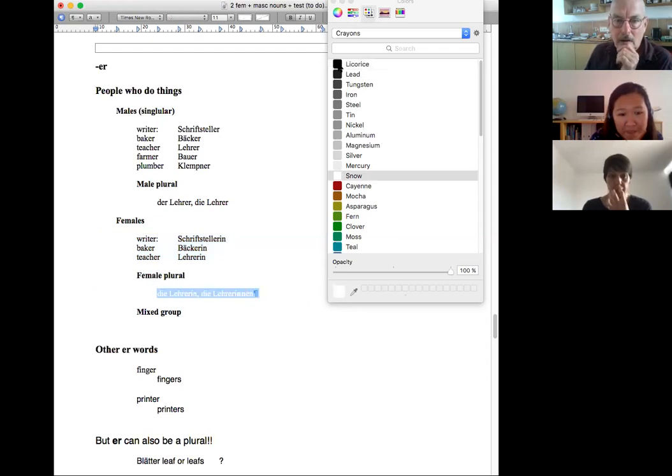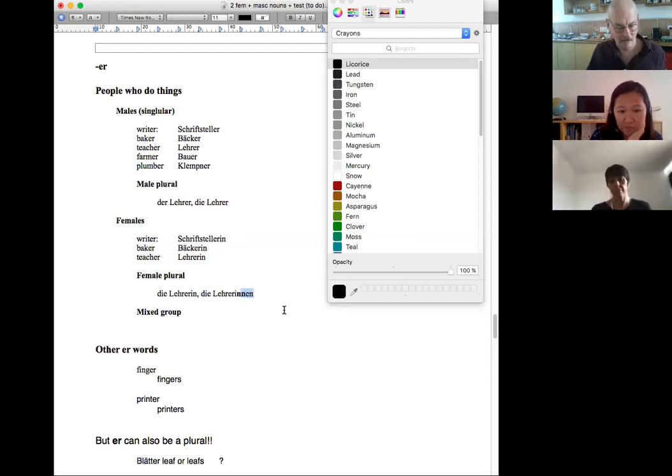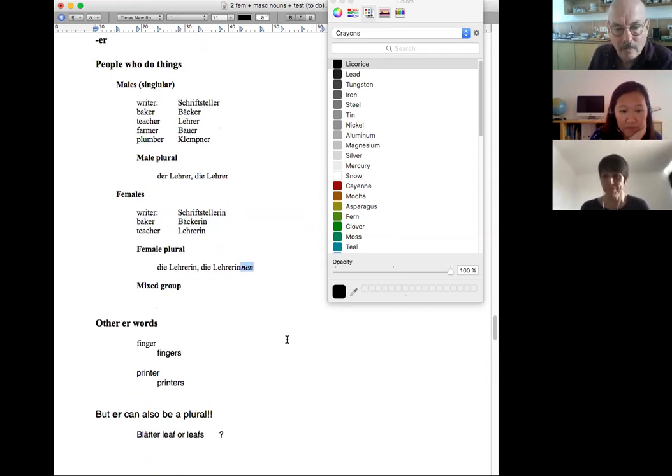Easy, except that with this double N you wind up with a double N, like you're actually adding NEN. That's cool, that's something that's been missing from my analysis. So it's easy to make that spelling mistake because that's not often in German, is it? And if you have a mixed group of teachers, male and female, do you know what you do?